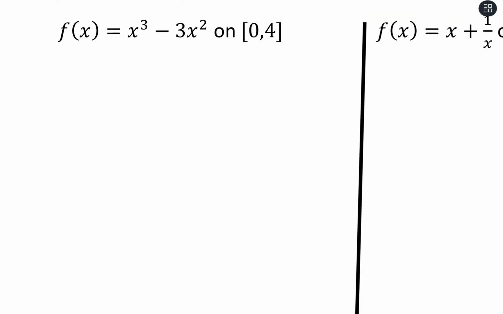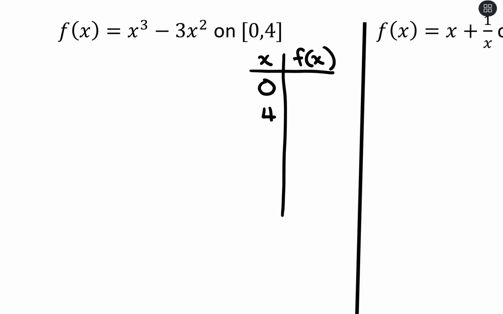So where I start is by building a table. I put a table off to the side of my work where I'm going to collect x values along with their function outputs. And the first values I throw in there come from the interval. I'm going to have 0 and 4. Then from there, I'm going to add to the table using critical values. So now I'm going to go over here and find critical points.